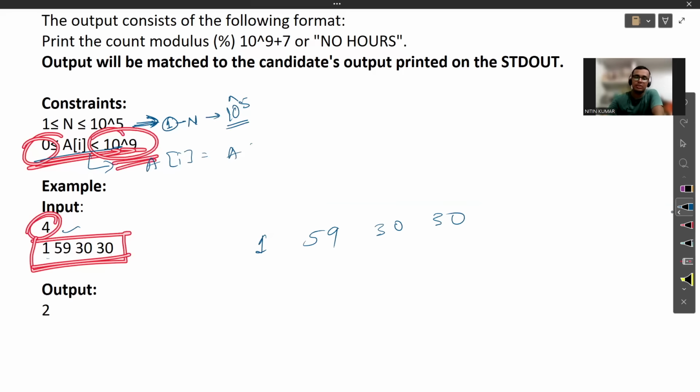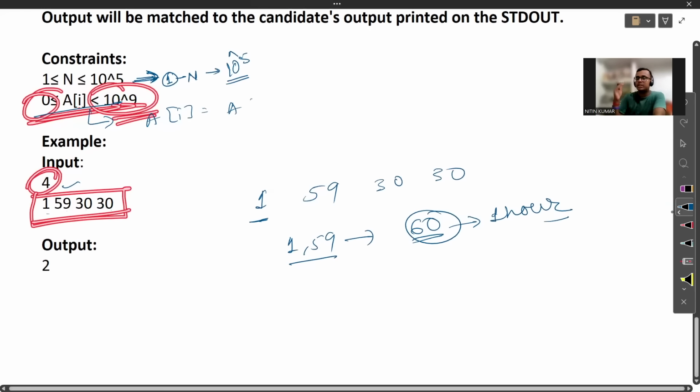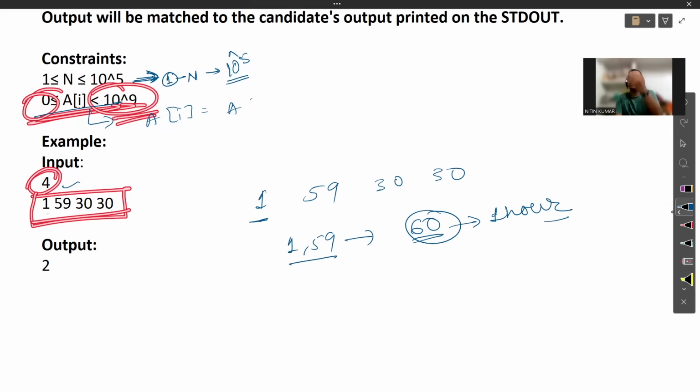Now let's understand. Let's take 1 and pair it with everyone. When we take 1 paired with 59, what is the minute value we get? 60. Is it a full hour? Yes, it is equal to 1 hour. Understood? Because when you divide the minutes by 60, if it is completely divisible, then it is a full hour. 60 minutes, 120 minutes, 180 minutes: these are full hours because they are fully divisible by 60.